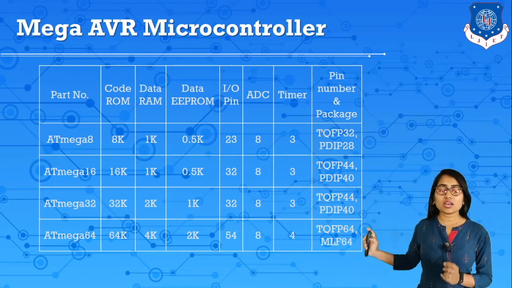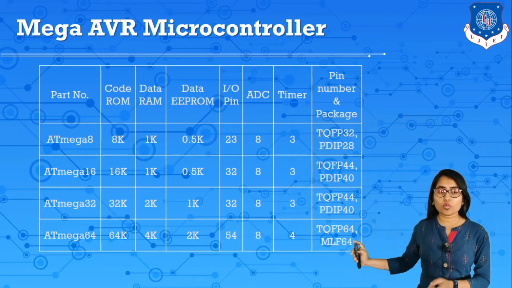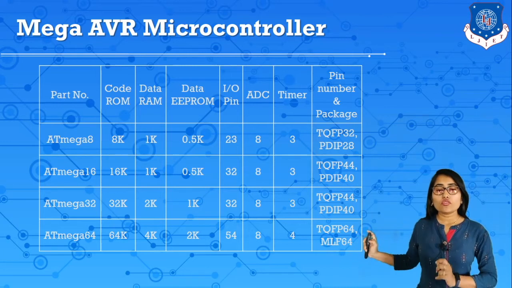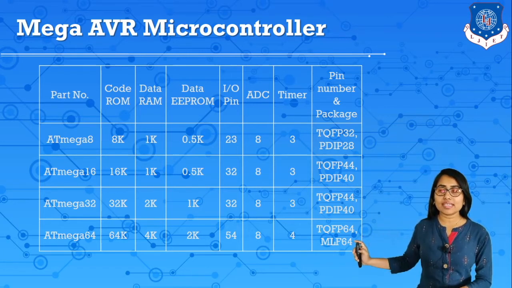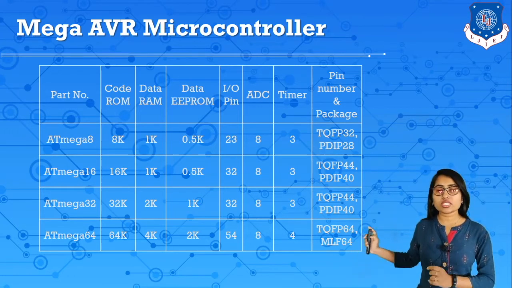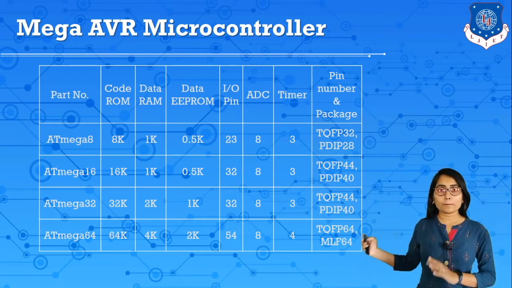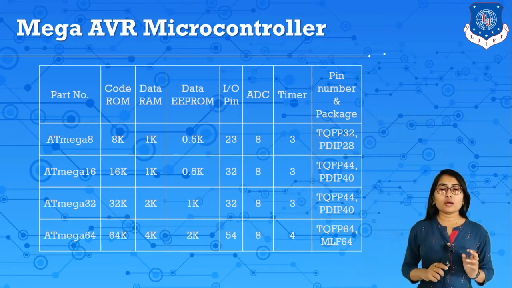So it has a 64K ROM, 4K of RAM, 2K of EEPROM, 54 input output pins, 8-bit ADC, and 4 timers, and is available in a TQFP64 MLF64 package. So this is the AVR Mega family.